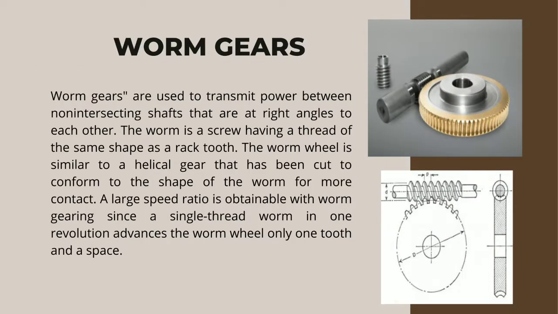Worm gears. Worm gears are used to transmit power between non-intersecting shafts that are at right angles to each other. The worm is a screw having a thread of the same shape as a rack tooth. The worm wheel is similar to a helical gear that has been cut to conform to the shape of the worm for more contact. A large speed ratio is obtainable with worm gearing, since a single thread worm in one revolution advances the worm wheel only one tooth and a space.